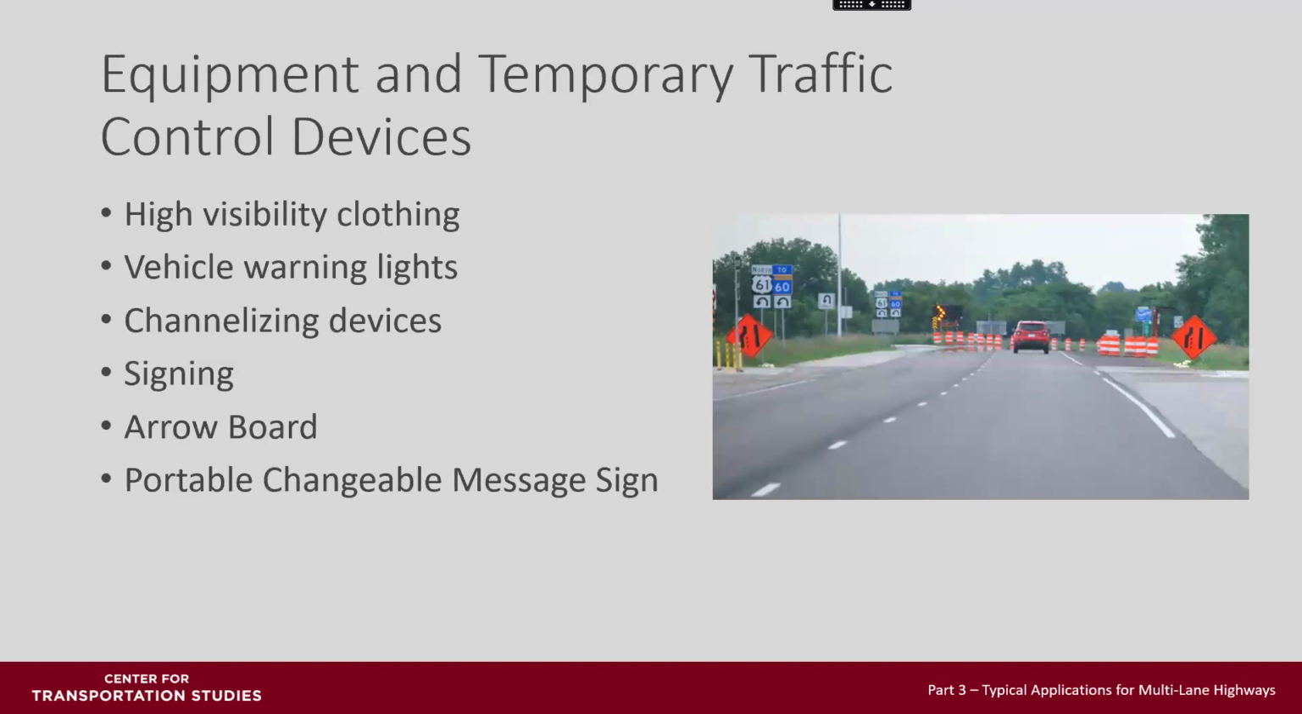The equipment and devices we're going to discuss today were detailed in part 1. They include high visibility clothing, vehicle warning lights, channelizing devices, signing, arrow boards, and portable changeable message signs. If you missed part 1, the recording is available for you to view on the LTAP website.